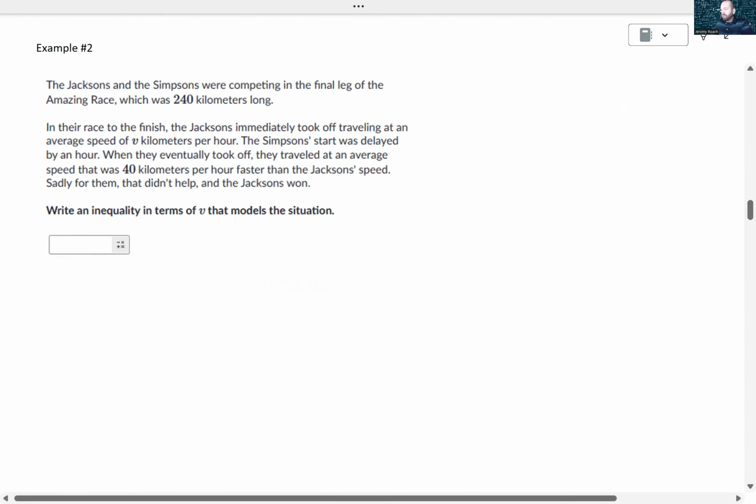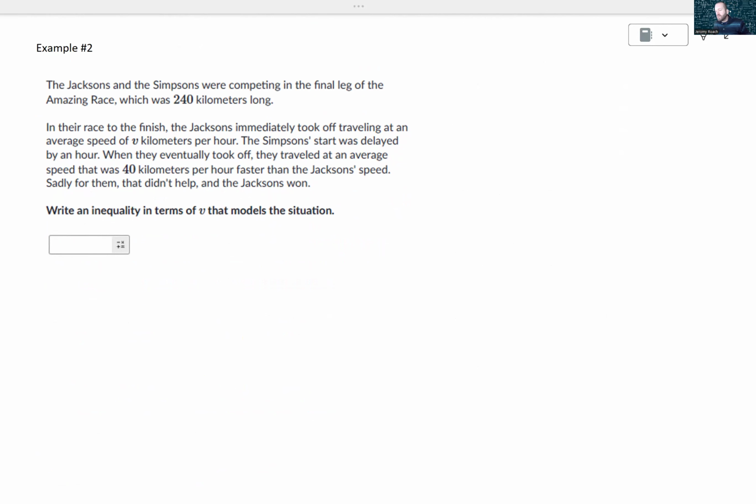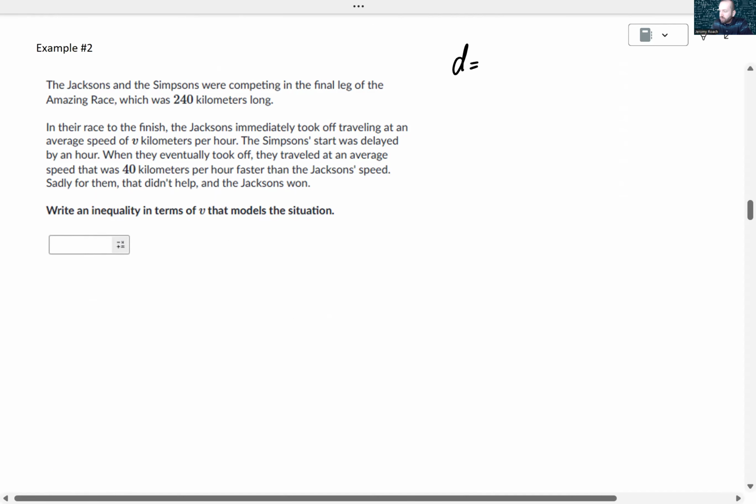Okay, this next example, we need to use the distance formula. So these two people are running a race. And let me just write the formula that we're going to need for this to start with. Distance equals rate times time.